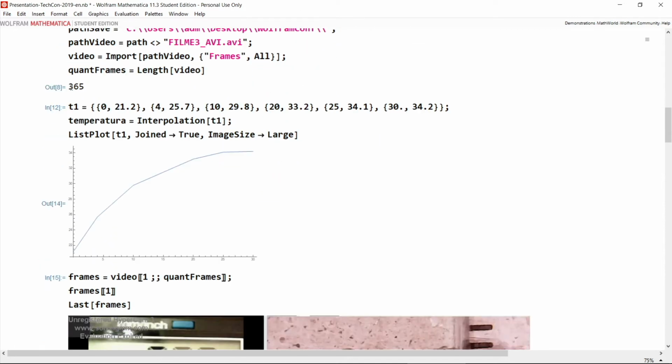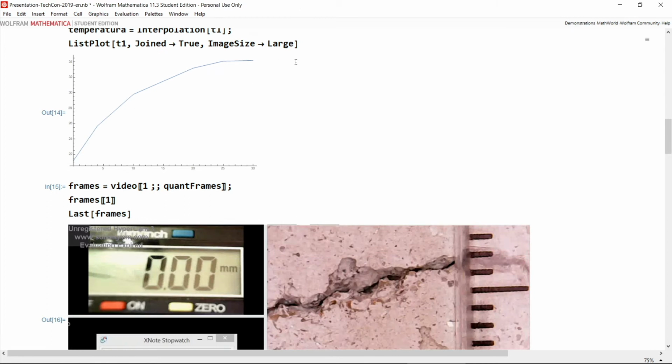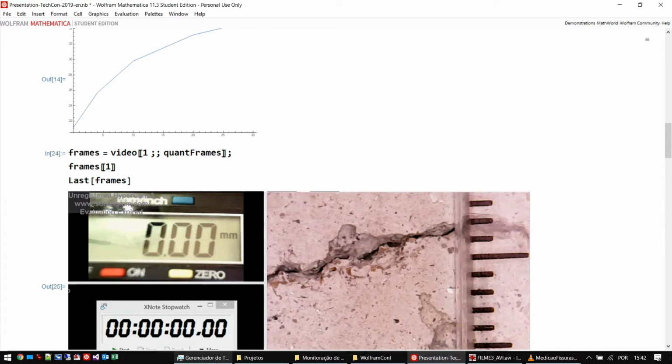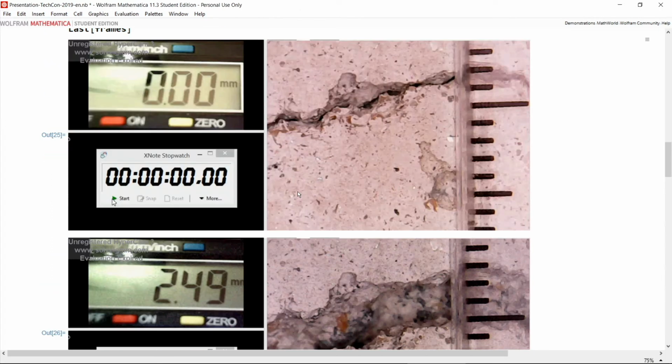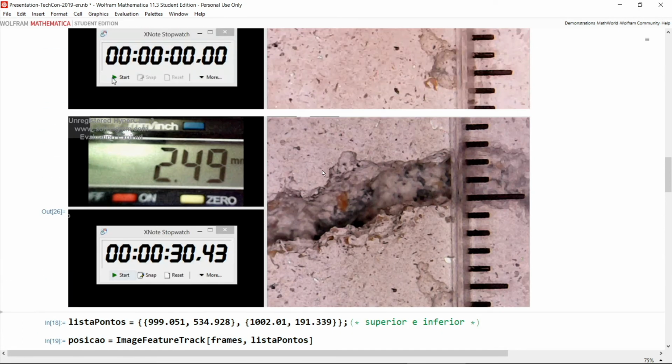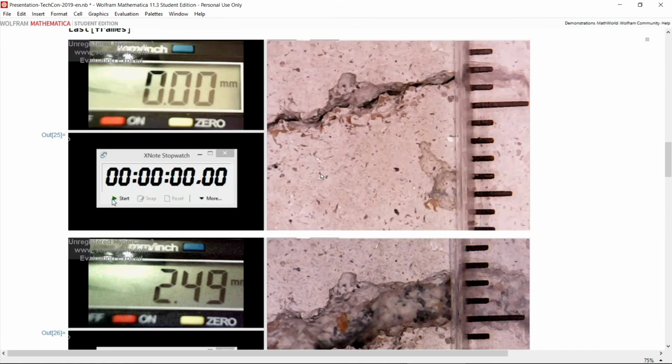In this case, we have 365 frames. A temperature, just for example, is this curve. And we get the frames of the video. So here we have the first frame, and here the last frame. And now we have to decide which base points we are going to take for reference.